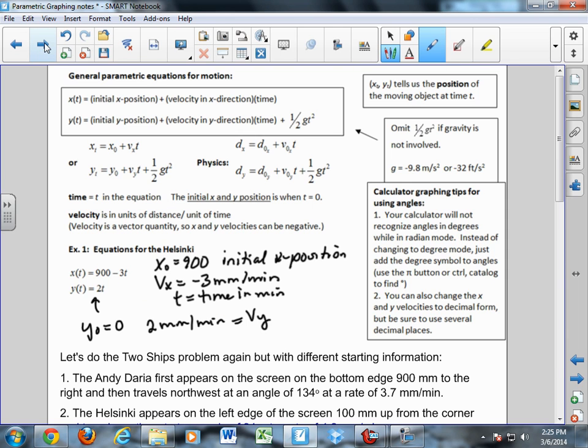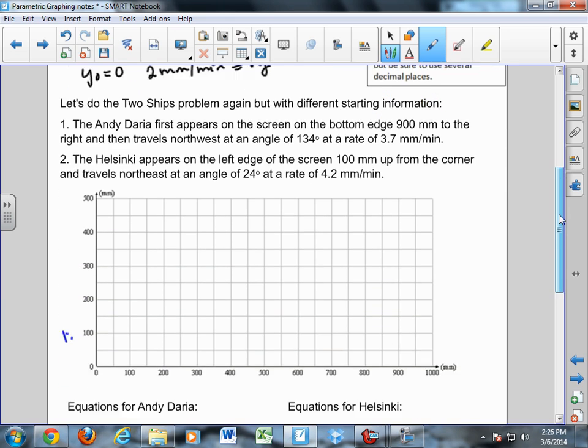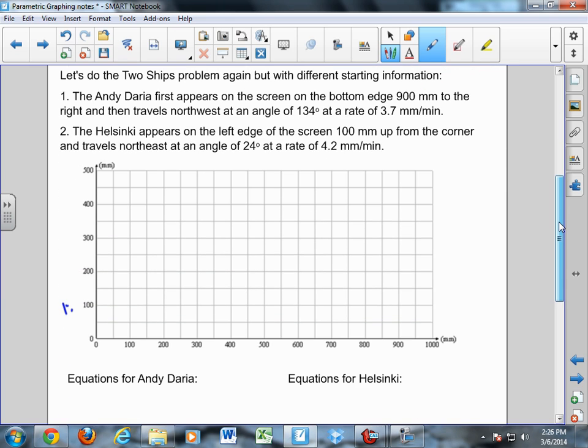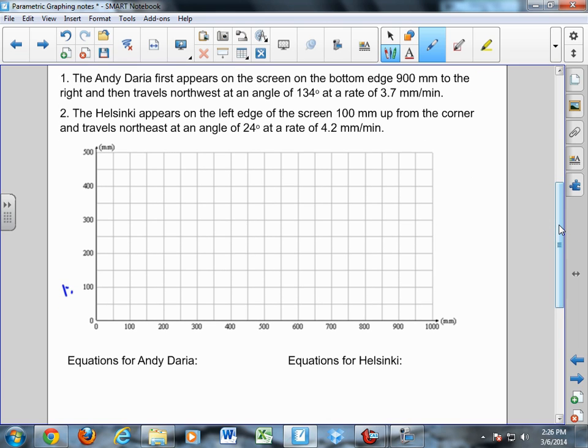But what if we were given our initial information a little differently? So we're going to do the two ships problem again, but with different starting information. I actually tried to make it similar, but it's not exactly alike. They both do have the same initial starting positions. Andy Adaria is still at 900, 0. Helsinki is still at 0, 100. But now the way they're traveling is described differently.